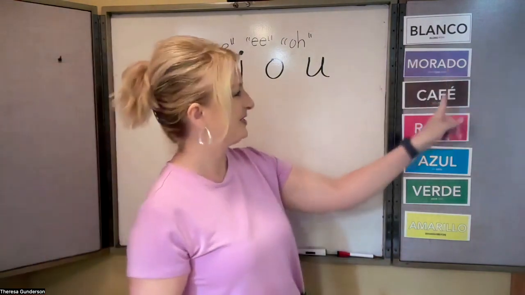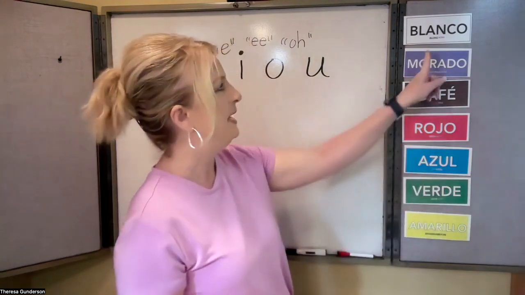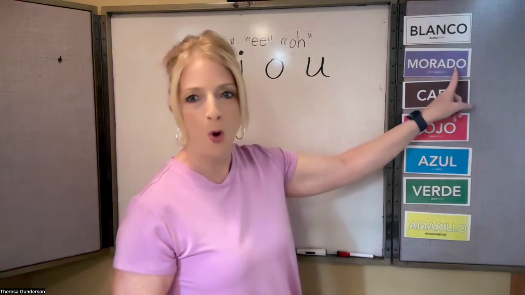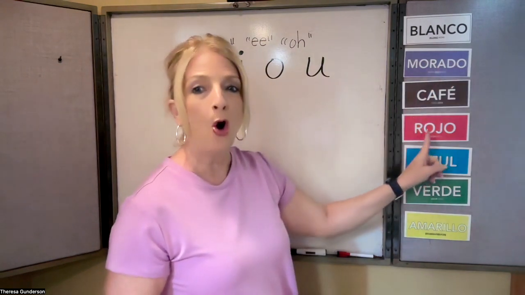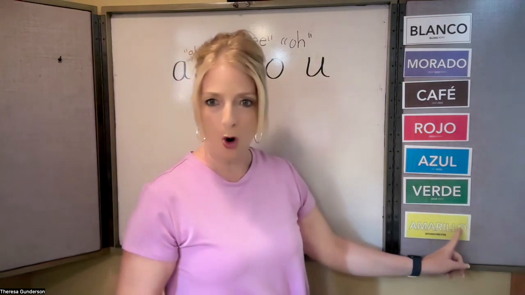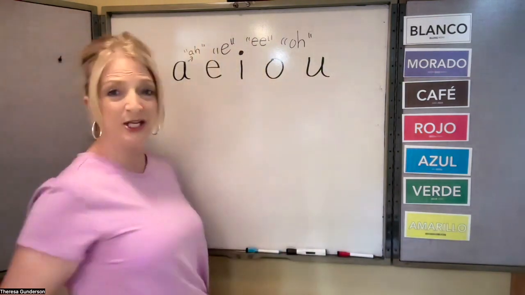Here we go. Ready? There's lots of O's. Look at almost all of these colors have O's. Let's practice. Blanco, morado, rojo, amarillo. Always an O.